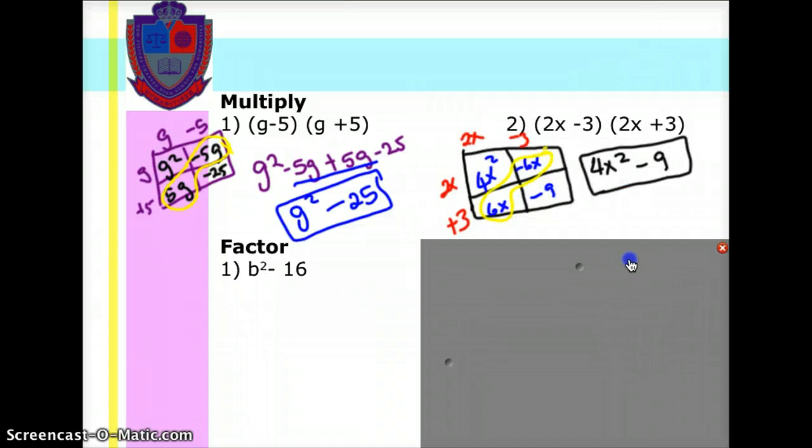Great, now you got a chance to try that. Did you get 4x squared minus 9? Great job if you did. If not, just look at what mistake you made.